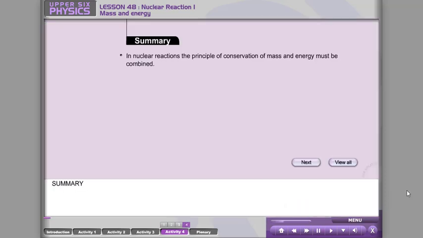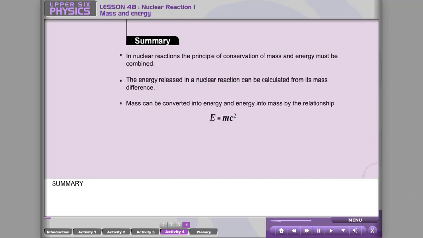Summary. In nuclear reactions, the principle of conservation of mass and energy must be combined. The energy released in a nuclear reaction can be calculated from its mass difference. Mass can be converted into energy and energy into mass by the relationship E equals mc squared.